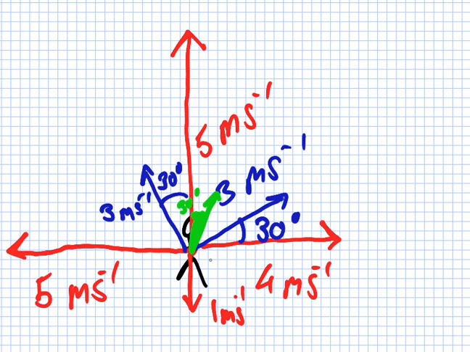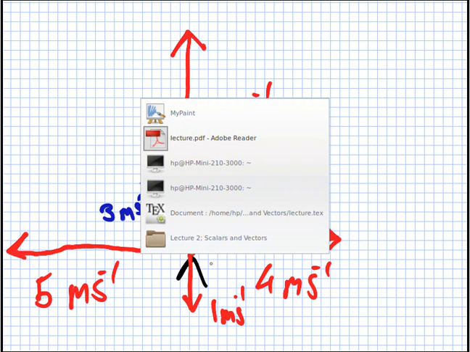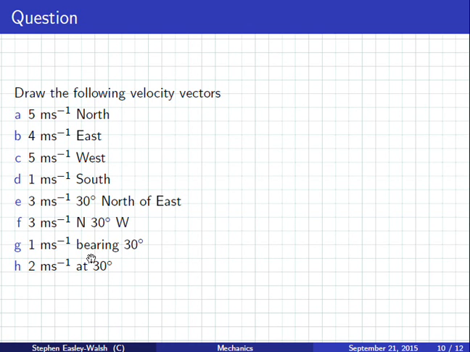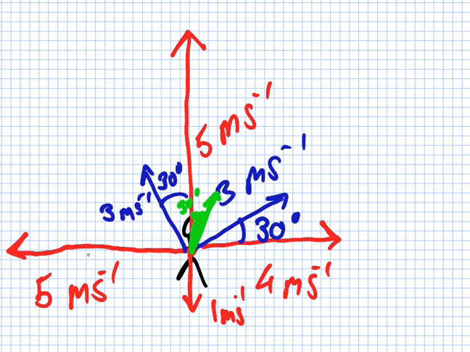What's the next one? But this argument is for east or west. Oh no, in English when we use the word bearing, you see this word here? See this one here? Yeah. It always means from the north, to the east. Okay. And the last one, 2 meters per second at 30 degrees. At 30 degrees. It's from north. To east.